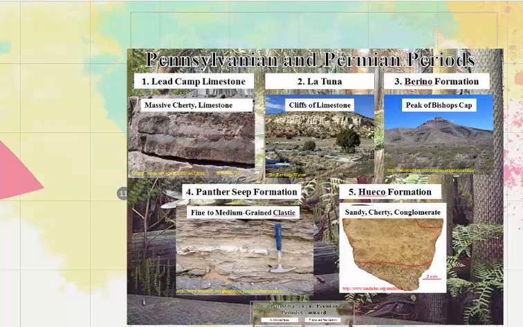Next is the Panther Seep Formation. This formation is distinguished by its fine to medium grain clastic limestone. And this one is overlain by the next formation, which is called the Hueco Formation, which is made up of sandy, cherty conglomerate limestones.